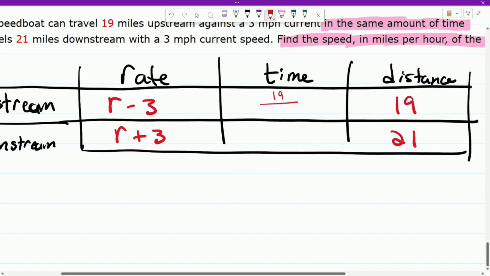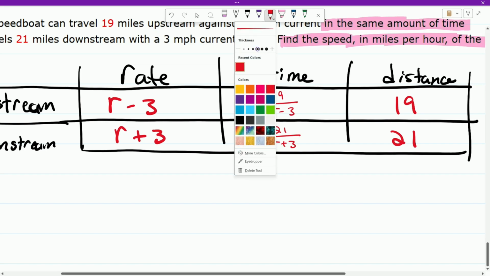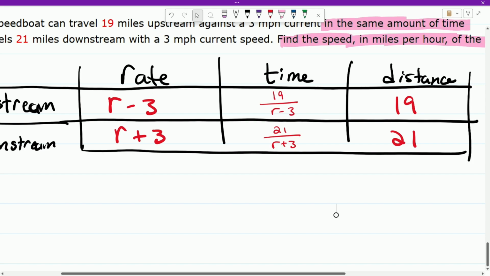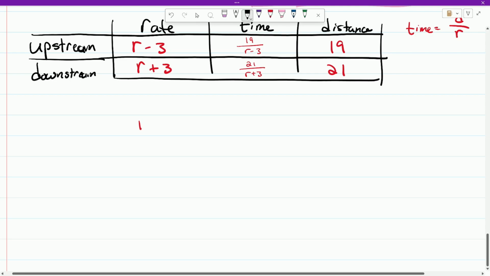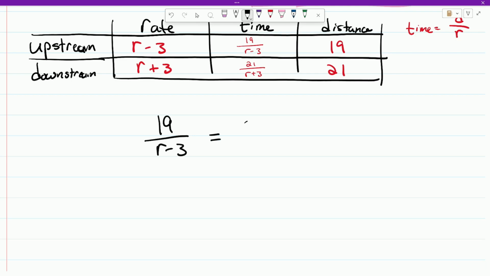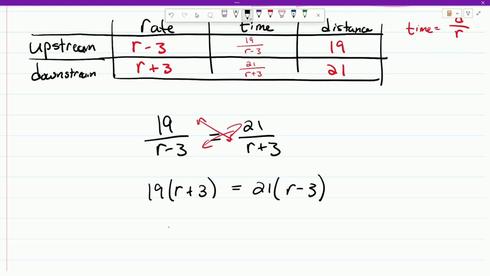So we have 19 over r minus 3 and 21 over r plus 3. All right. From here, we're going to set up our proportion. I'm going to use my black marker now. So we have 19 over r minus 3 equals 21 over r plus 3. Let's do our cross multiplication here. 19 times the quantity r plus 3 equals 21 times the quantity r minus 3.